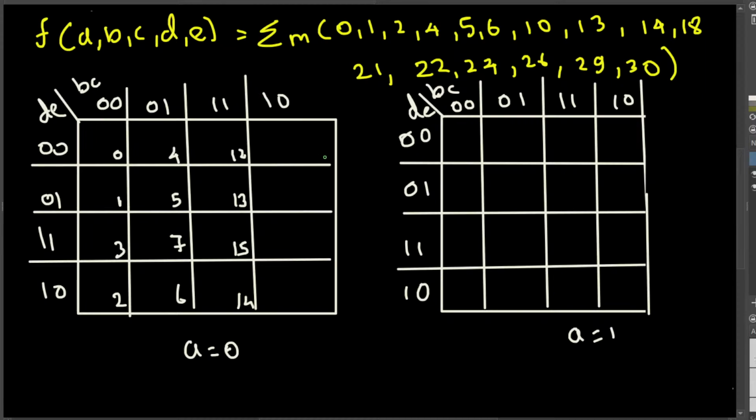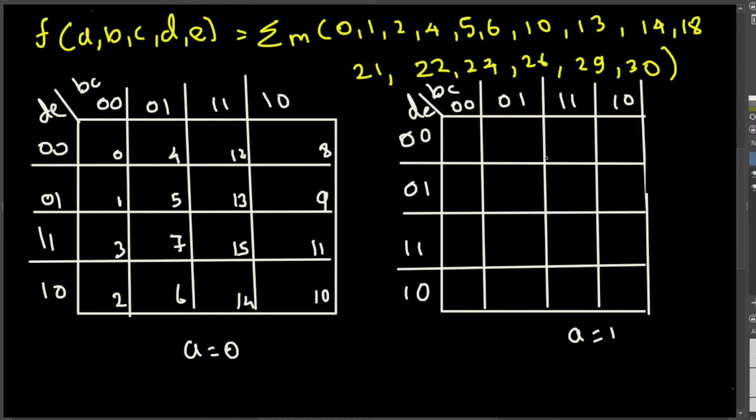01000, that is equal to 8, 01001, that's 9, 01011, that's 9 plus 2, that's 11, 01010, that is equivalent to 10. Okay, so this is the location for this 4 input K-map.